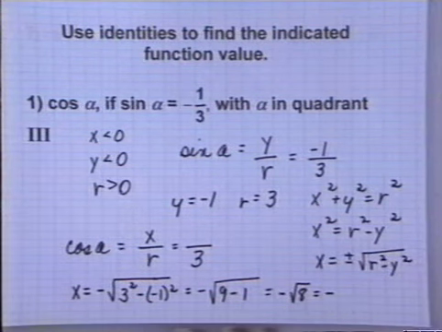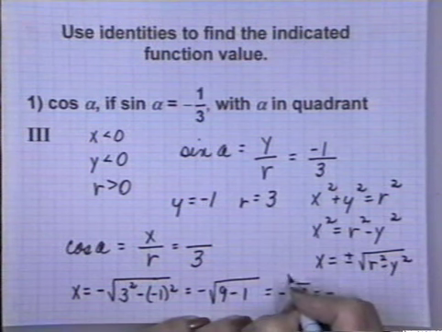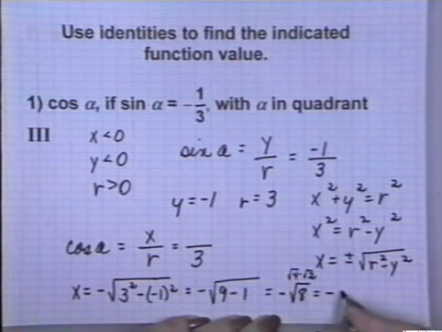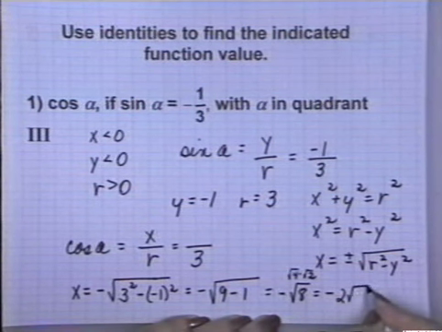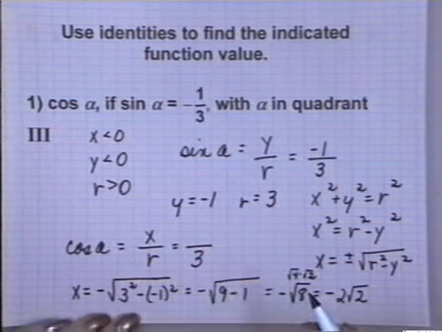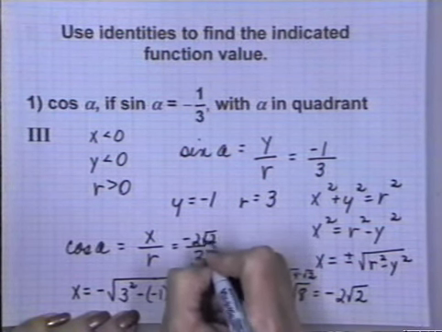Now we'll simplify that, won't we? We know that the square root of 8 is the square root of 4 times the square root of 2, and we know the square root of 4 is 2. So that would be negative 2 times the square root of 2. So the cosine of alpha is negative 2 times the square root of 2.